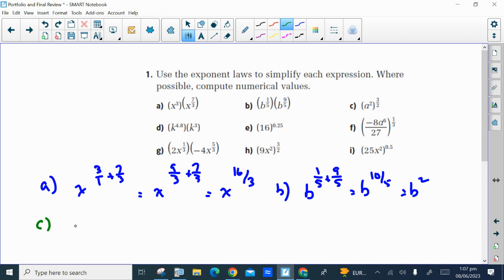Question C, you're multiplying the exponents. That's what you do when you have one exponent raised to another. So it's a to the 2 over 1 times 3 over 2. When you multiply those, you will get 6 over 2 because it's top times top, bottom times bottom. And 6 divided by 2 is 3. So there's the final simplified answer.